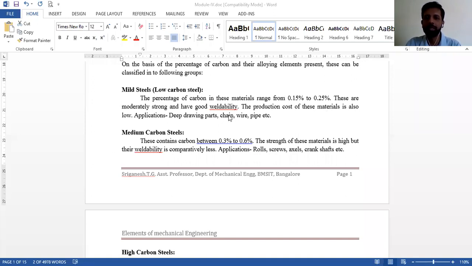They weld with another mild steel very easily, and their bonds are very strong. So this is one of the properties of this mild steel, or the low carbon steel. The second thing is that it is easily malleable and ductile.